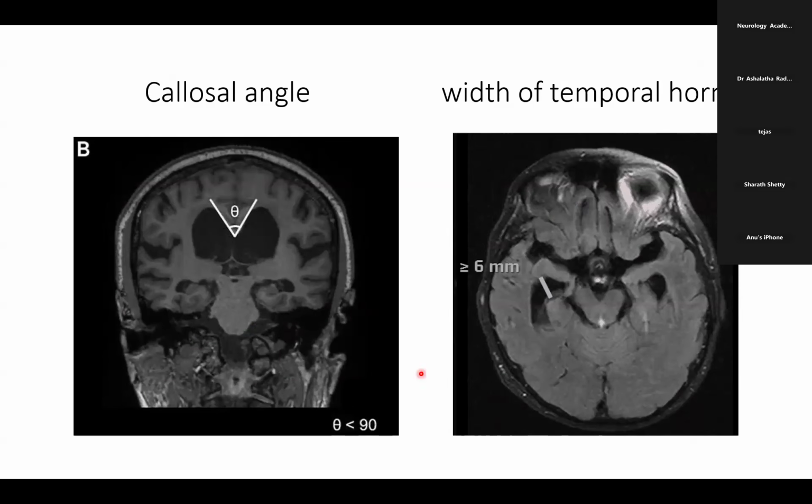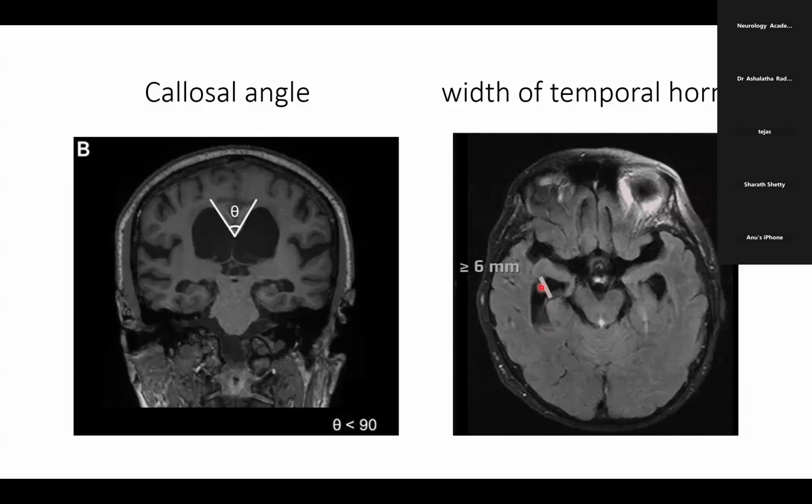Coming to the callosal angle measurement, this here is how we measure the callosal angle. If it is greater than 90, then it is given 0 points. If it is between 60 and 90, it is given 1, and if it is less than 60, then it is given 2. And coming to the width measurement of the maximal diameter of the temporal horns, which is again measured in the axial plane.